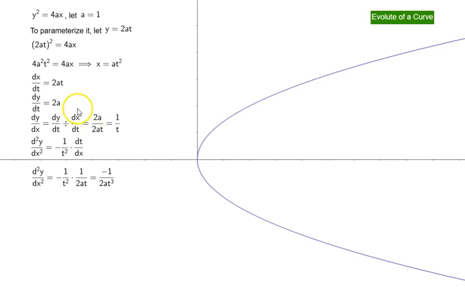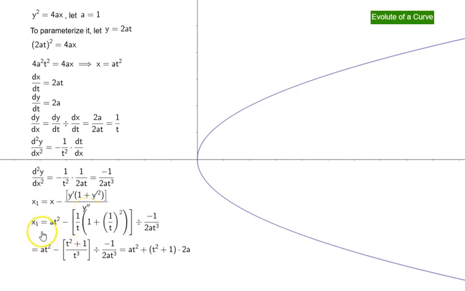So we have the first derivative 1 by t, and we have the second derivative minus 1 by 2at cube. Now let's go back to our expressions for the center of curvature, x value and y value. So we saw x1 is equal to x minus y prime times 1 plus y prime square divided by y double prime. So let's do the substitutions.